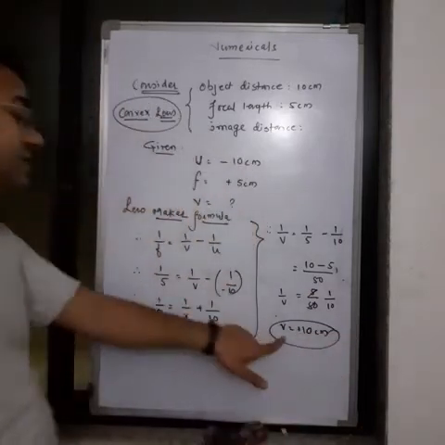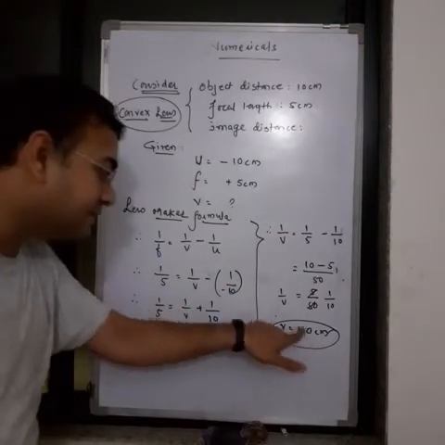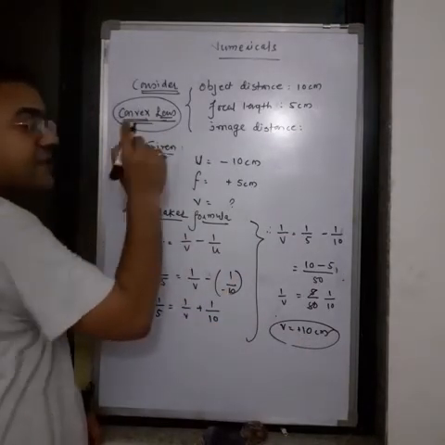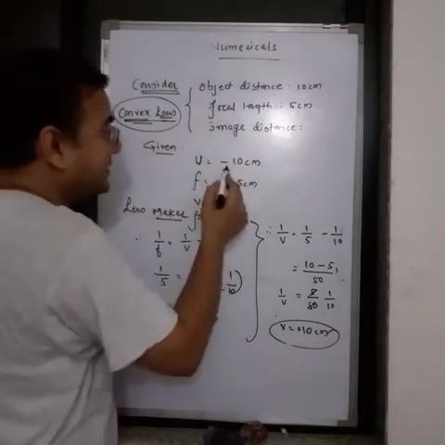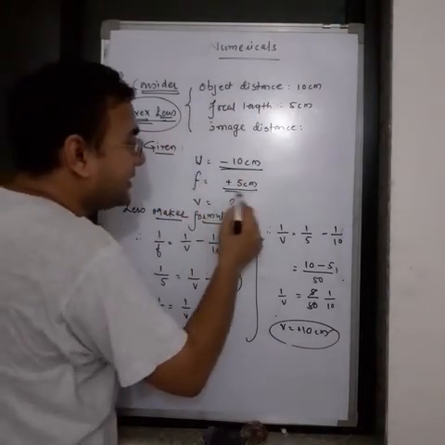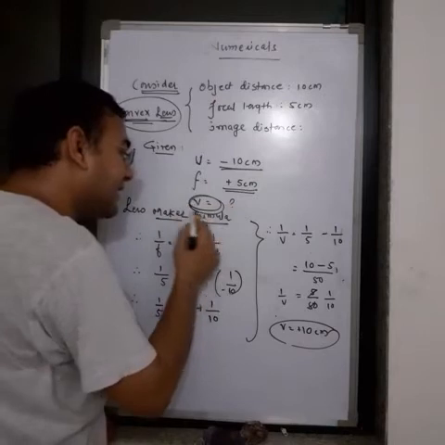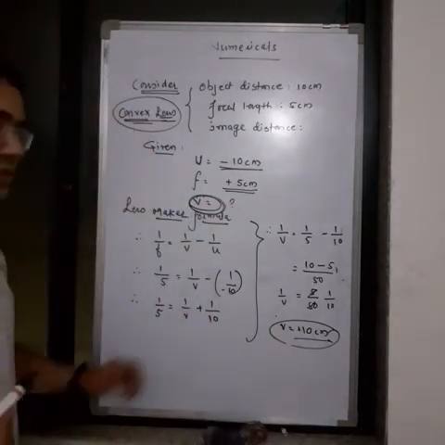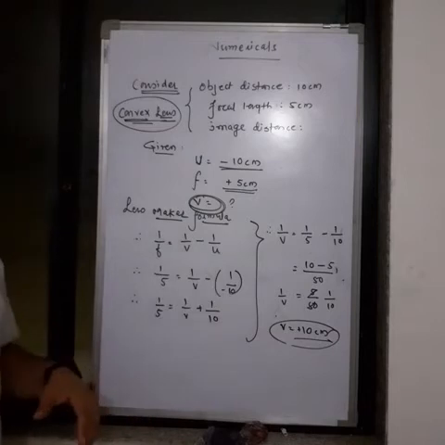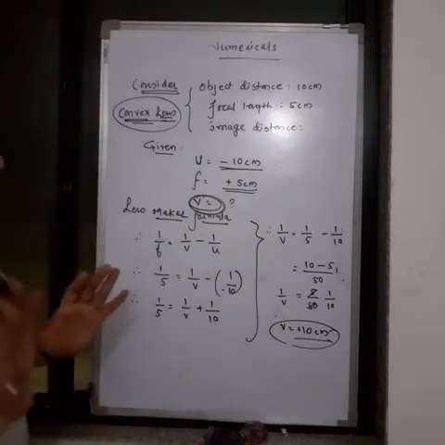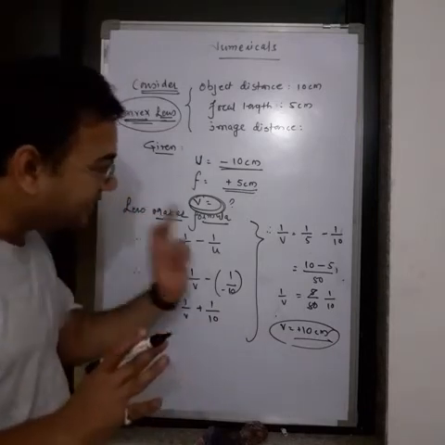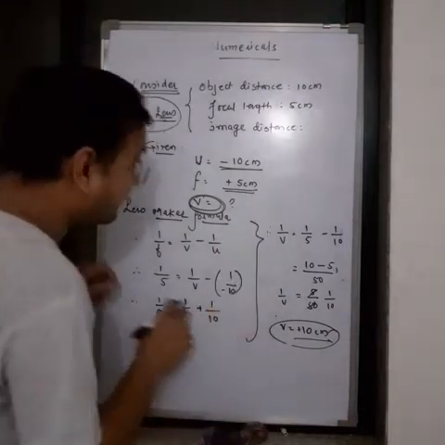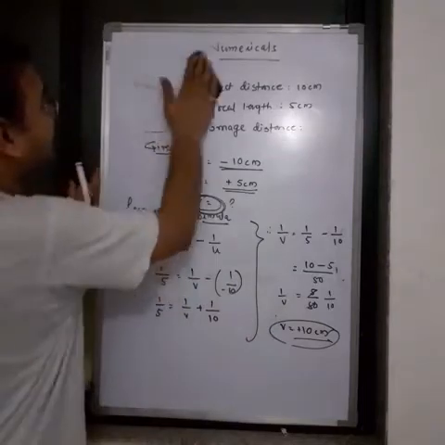As we already know, this v is plus 10 centimeter. It means that in a convex lens, object distance is minus and focal length is plus, so definitely our image distance is plus. Got it? So in this manner we can solve the numericals. Clear? So keep this in your mind. Similarly, if they ask for magnification, then we can go for the magnification. I am just going to be rectifying it here.